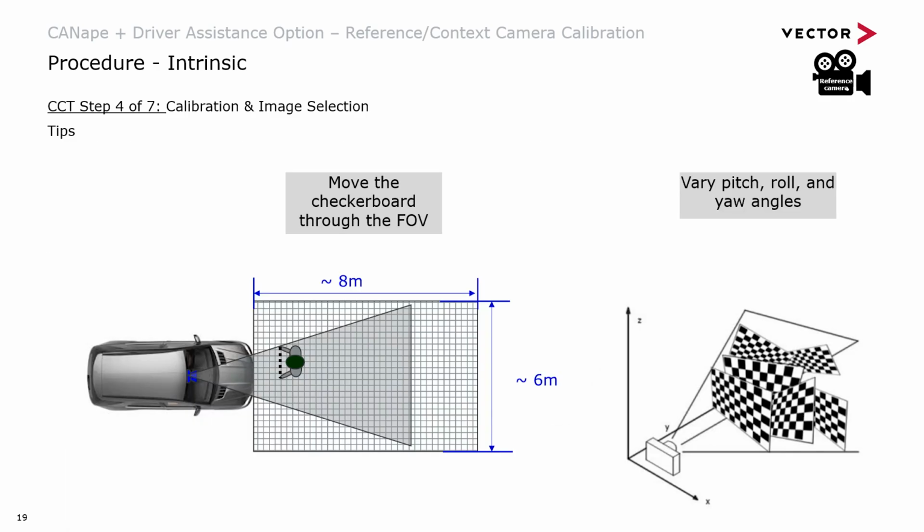Here's an animation of someone positioning the chessboard target at various positions in the camera's field of view. The animation doesn't show this, but be sure to also change the angle of the chessboard target relative to the camera in all three axes, pitch, roll, and yaw, but not so much that the chessboard is not fully visible to the camera.